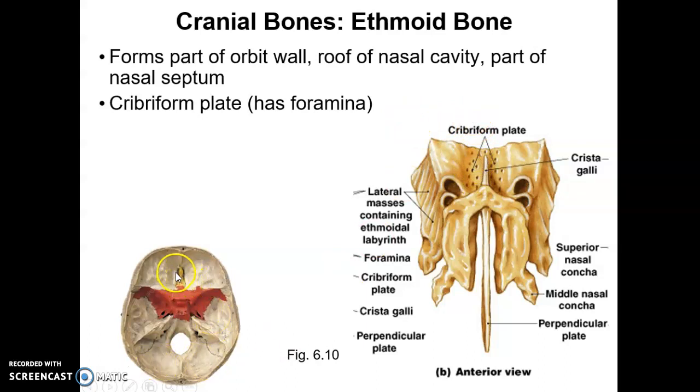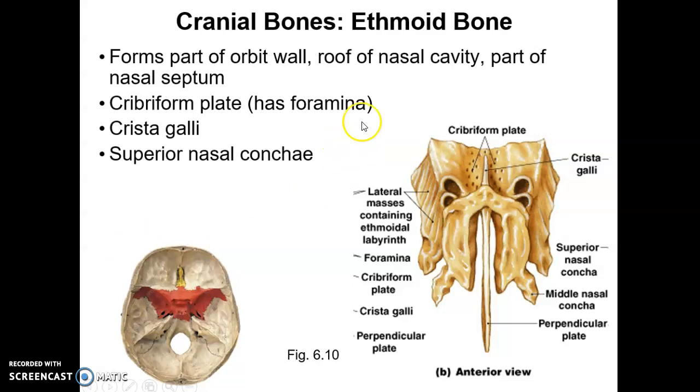You can kind of get a little hint of the little dark spots here, which are these foramina in the cribriform plate. So I sometimes refer to the cribriform plate as the top of a salt shaker, and the little holes in the salt shaker are the little openings called the foramina. And then there's that little ridge called the crista galli.